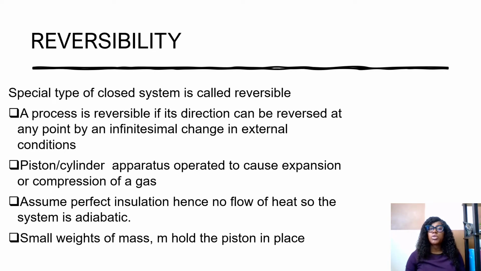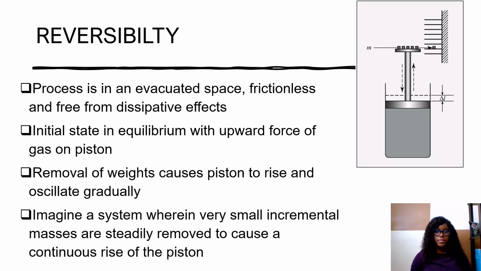So imagine now that we put small weights on top of our piston and they have the mass m. So let's observe this system. If you look at the top right or above, you'll see a piston setup, right? So it's basically in an evacuated space, it's frictionless, and it's free from any dissipative effects. And of course, you see the weights of mass m on the top. So the initial state is in equilibrium with the upward force of the gas on the piston. So in other words, there's the gas in the piston and there's an upward force that is acting on the piston itself.